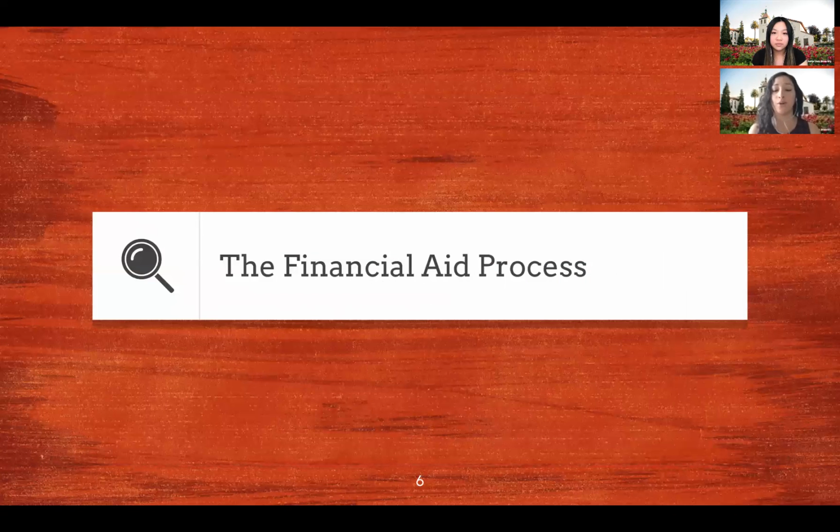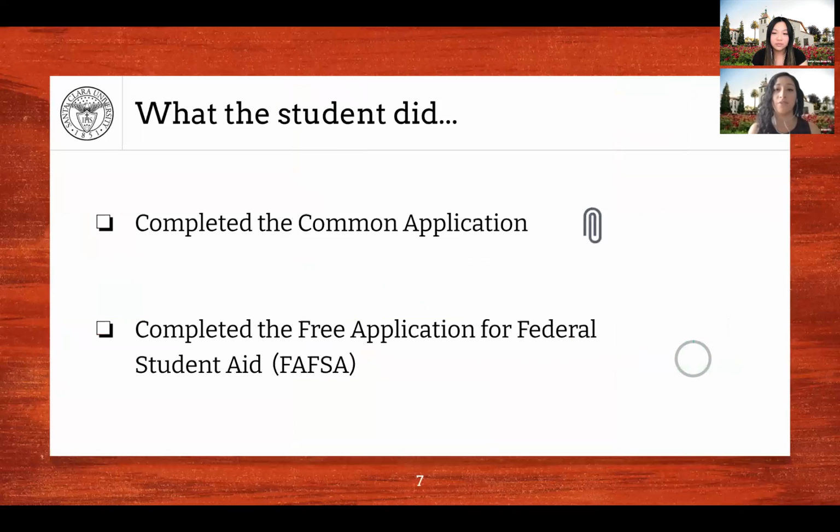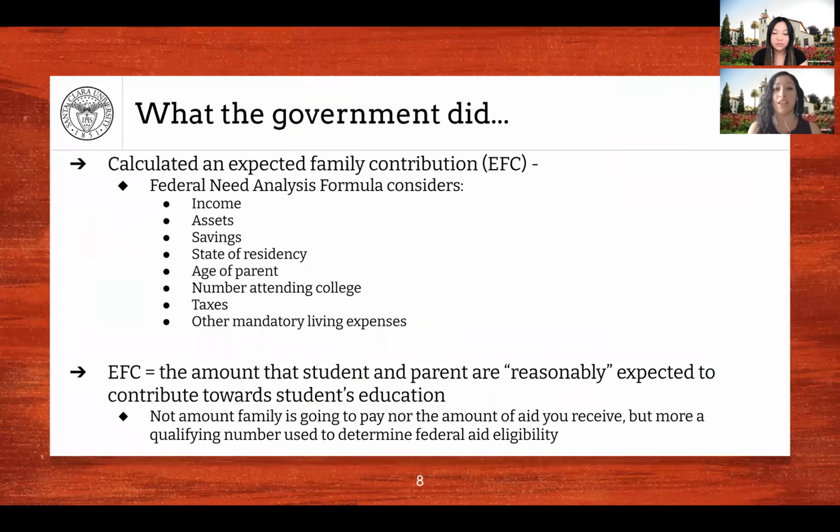Then we'll go over the financial aid process. The first thing is that your student completed the common application, and then they also might have applied for the FAFSA, basically, for the federal aid. So they completed the FAFSA. Then, if the student did submit the FAFSA, the government calculated the expected family contribution, or what we call the EFC.